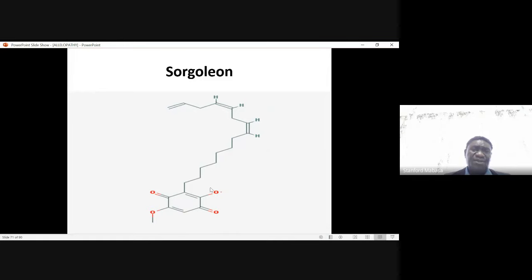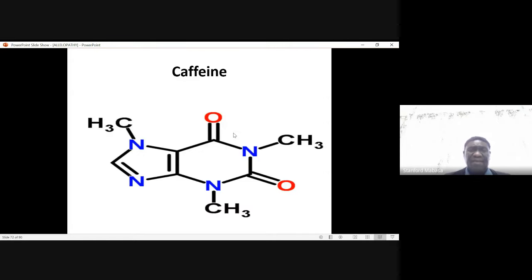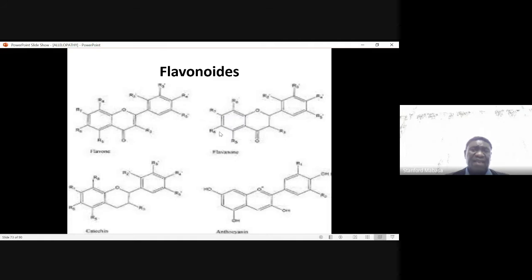This is sorgoleone, one of the allelochemicals produced by sorghum. This is caffeine, an allelochemical produced by coffee. And these are flavonoids. These are commonly produced by most plants.